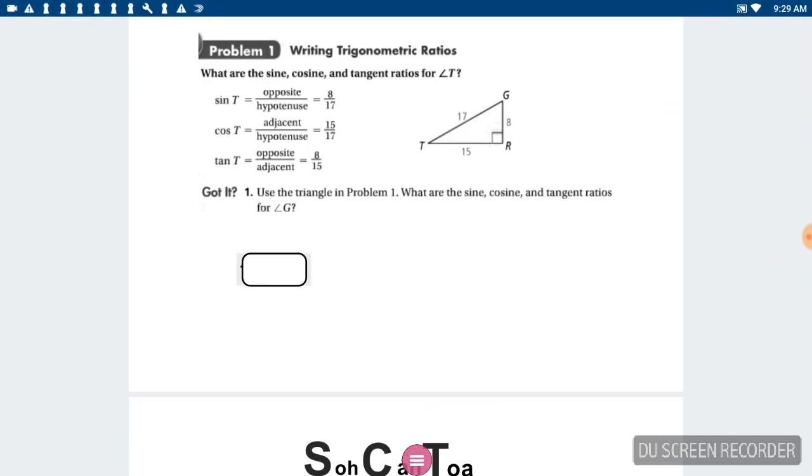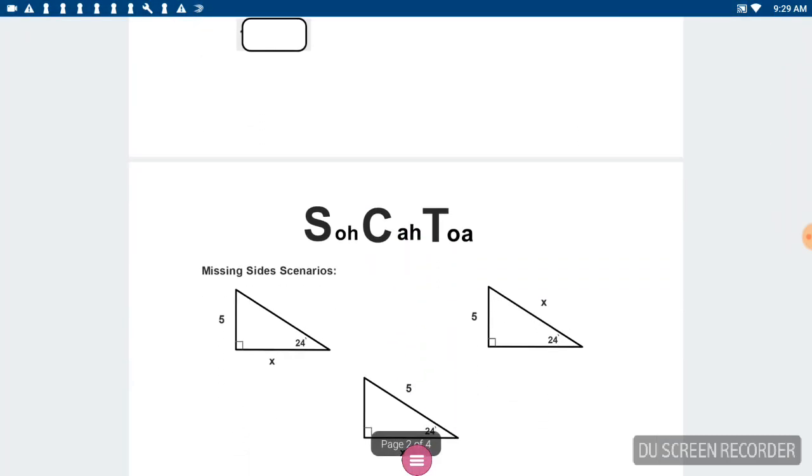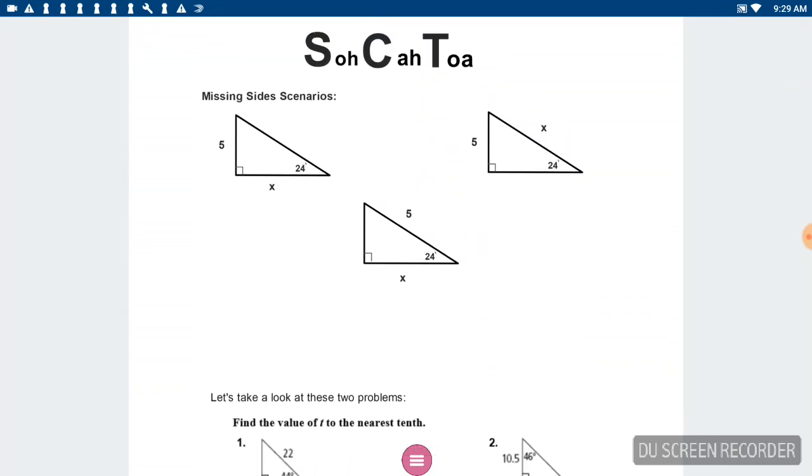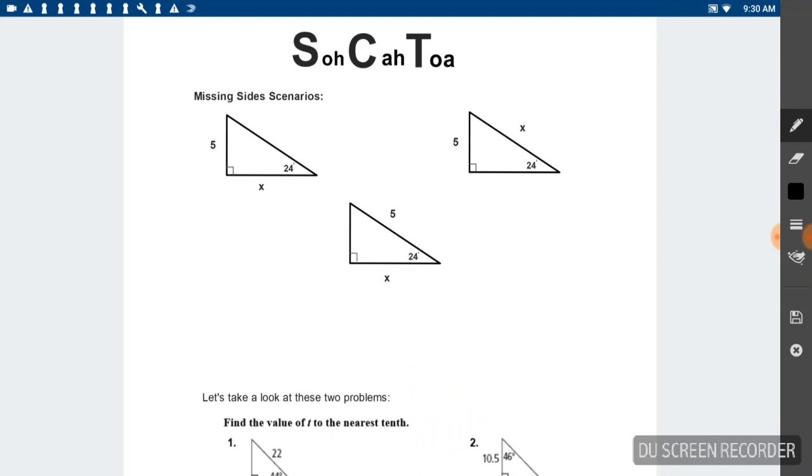Now let's get into the good stuff. All right, so again, I deviate from the book a little bit. There's book examples you can always refer to, but let's check out what's happening here. Find missing side scenarios. So in this case, we just have x in 3 different locations, and the calculator is going to be necessary for this. So those buttons on your calculator that say sin, cos, tan, if you ever wondered what they meant, wonder no more. This is it. This is when we're going to use them.